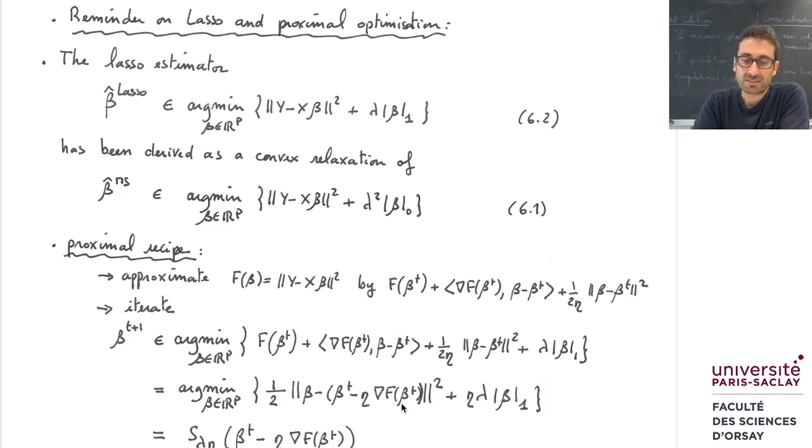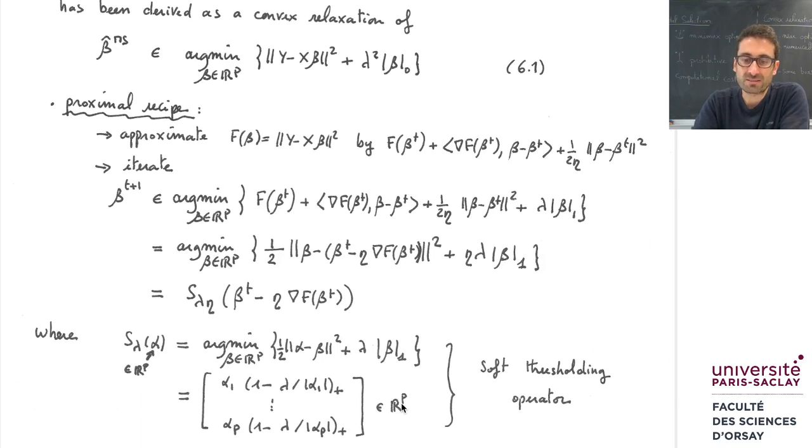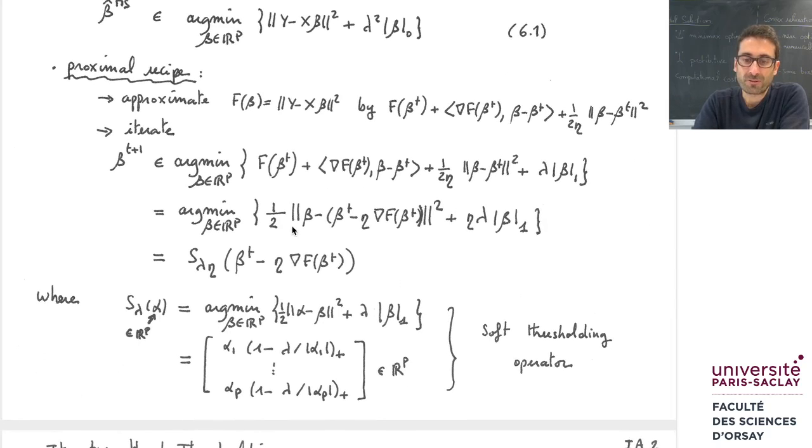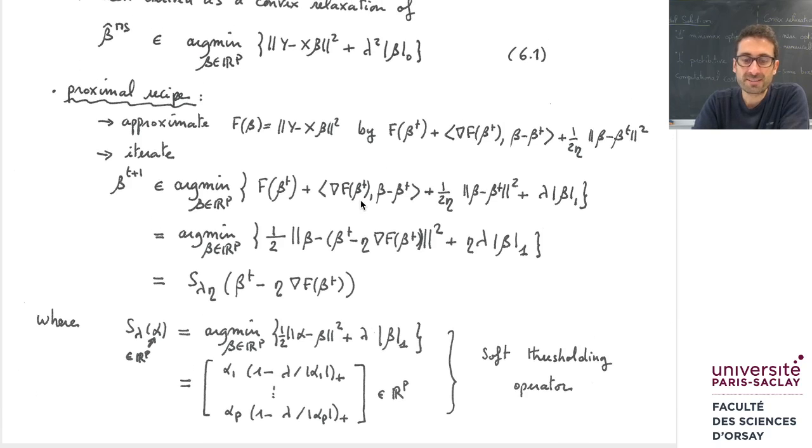And here we have a simple optimization problem for which we have a closed form solution. And the closed form solution for this problem is given by this quantity. So we introduced the soft thresholding operator, S lambda of alpha. So what is a soft thresholding operator?